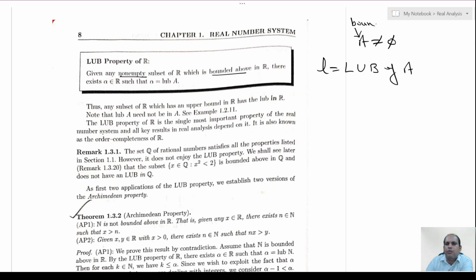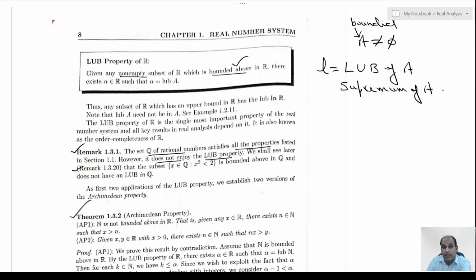So every non-empty and bounded subset of R, if it is bounded above, then we have existence of least upper bound, that is supremum of the set A, and if it is bounded below, then we have the infimum, greatest lower bound. So we have seen the examples based on this one. Set Q of rational numbers satisfy all the properties, however it does not enjoy the least upper bound property. So this one is a very good example in which, see, here this is the least upper bound property for R, set of real numbers.